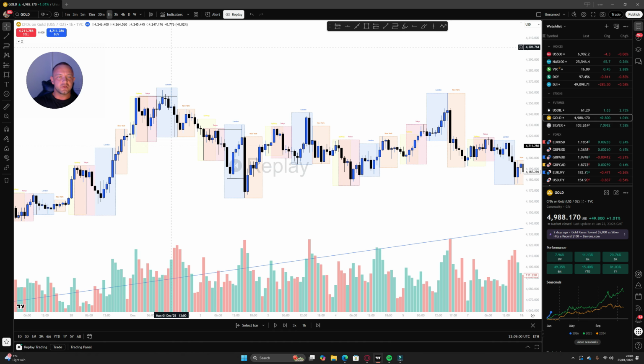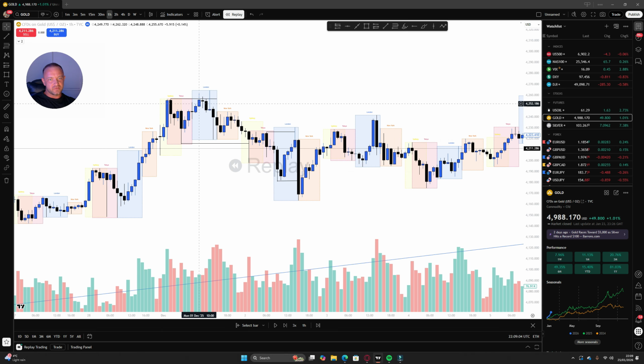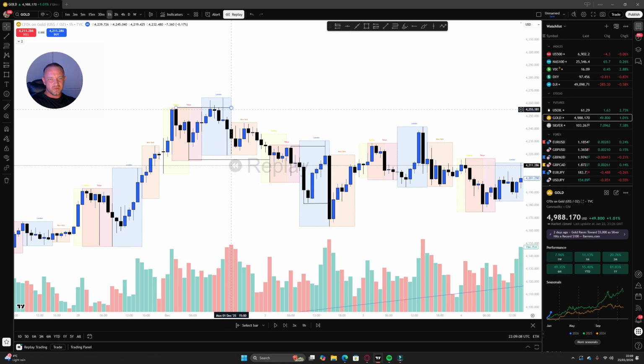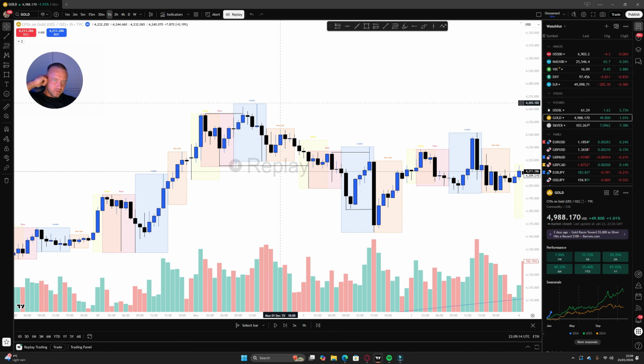So what is liquidity? Liquidity is buy stops resting and sell stops resting. If you've watched anything about ICT or SMC, you'll know what liquidity is. But do you know how to use it? That's what I'm going to try and show you now. And the LuxAlgo sessions indicator is really good, because it shows you where the highs of a session are, where the lows of a session are, and where a session starts and finishes.